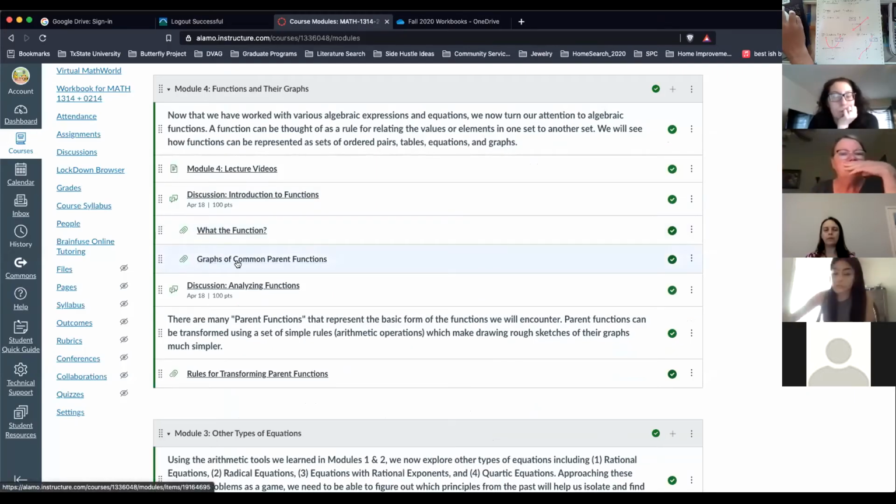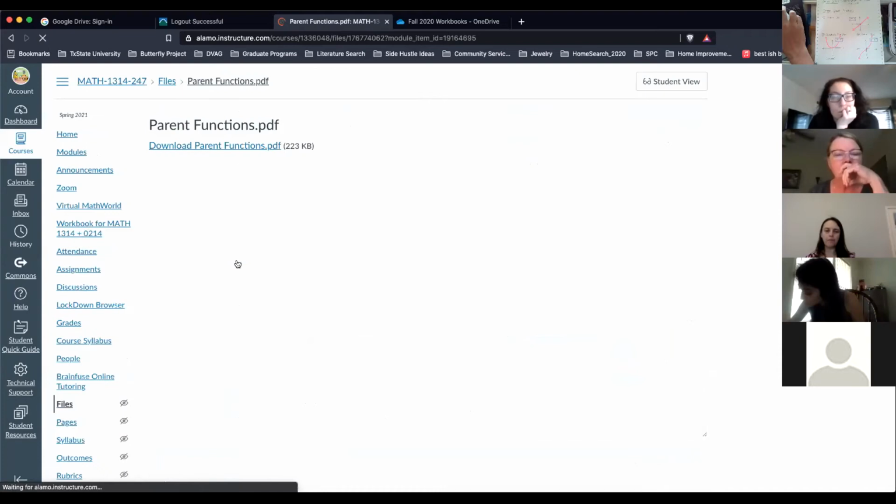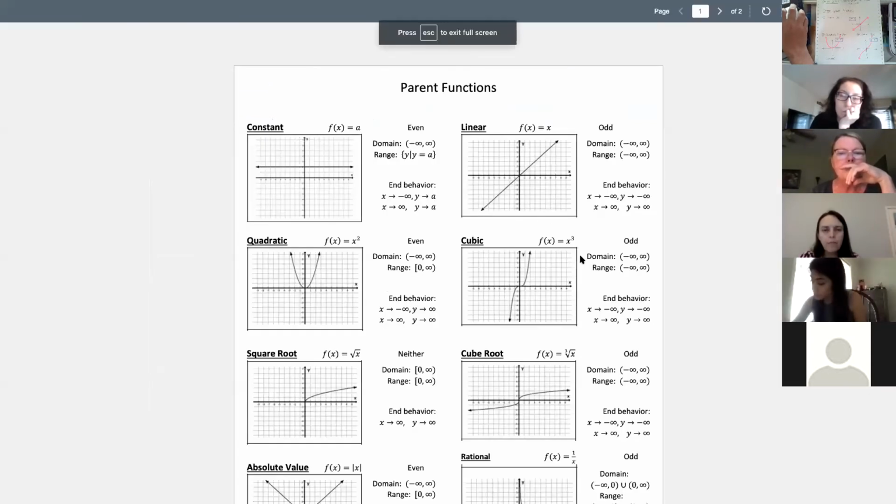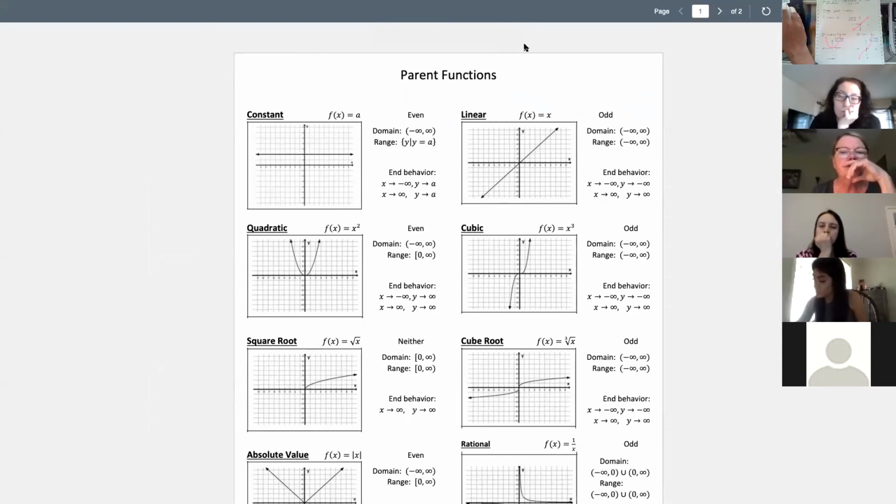So, graphs of common parent functions. When you go into Canvas, you should see this page here. You could maximize it if you wanted to. But you see that there's different parent functions here. We have a linear parent function here. It has some information about the domain and the range. But what's really important here is getting used to the general shape of these functions. So if I see a function that, for instance, looks like this, maybe it's a little bit steeper, like this blue line that I've drawn, and it's a straight line, then I should know that that comes from this parent function.